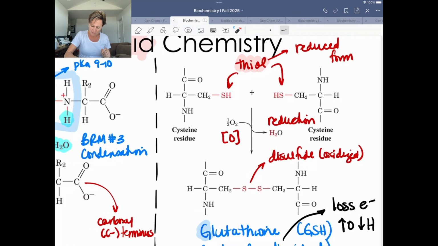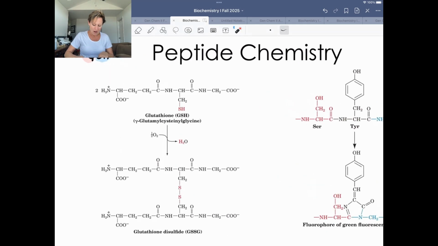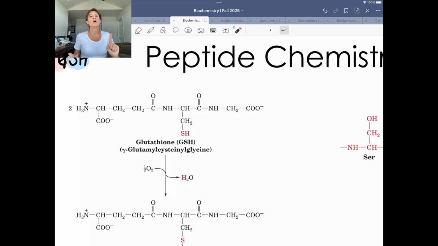Let's flip back here just to remind ourselves. So we've got two glutathiones, and that thiol is the reduced form. When we encounter an oxidizing species, we neutralize that by reducing that oxidizing species. Glutathione itself becomes oxidized, and then that forms that disulfide link. Right? So thiols are the reduced form, disulfides are the oxidized form. So we're just going to take a deeper dive now into the chemistry that we specifically see with glutathione.